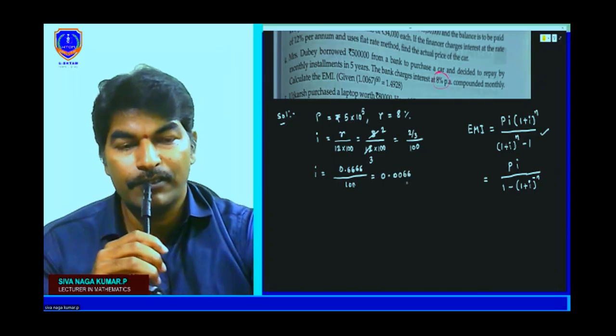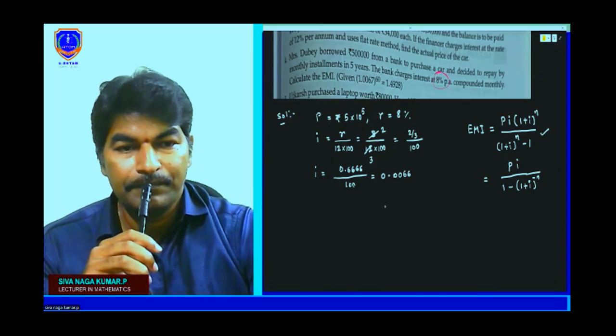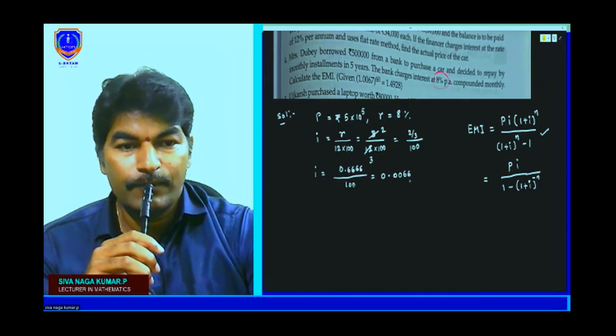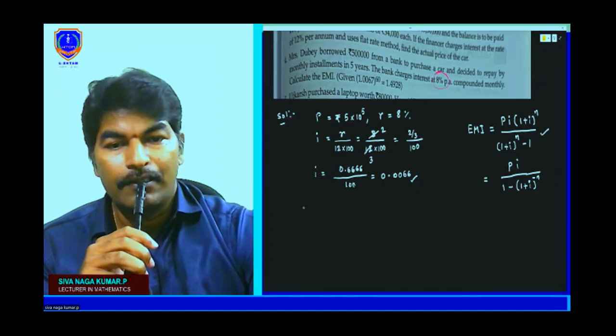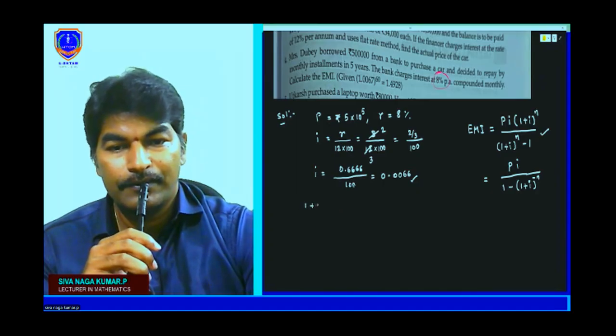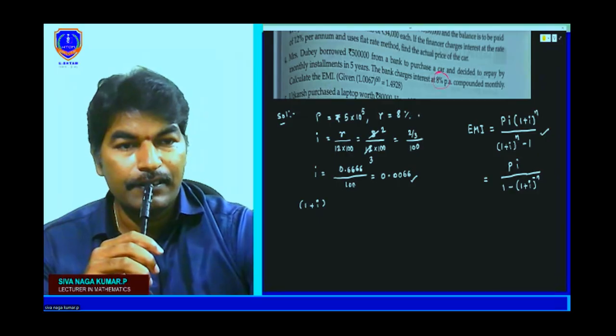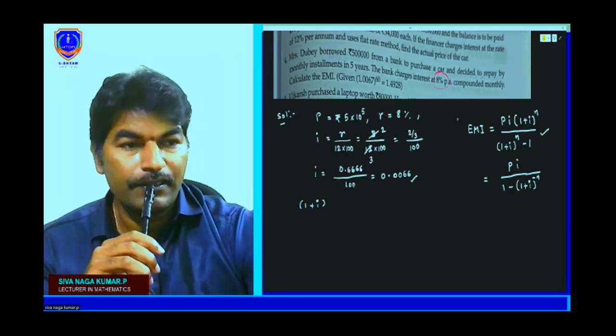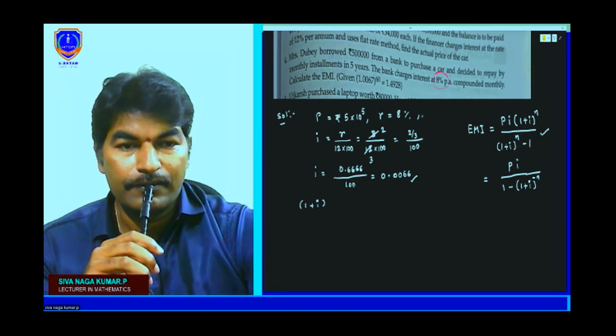0.0066. Okay, 4 decimals only to be considered. Understood this part? Now 1 plus i. Before that, if you calculate all these things, it's better to substitute those values directly in the formula. Okay, so we need the time period.